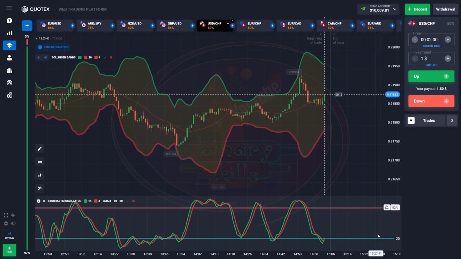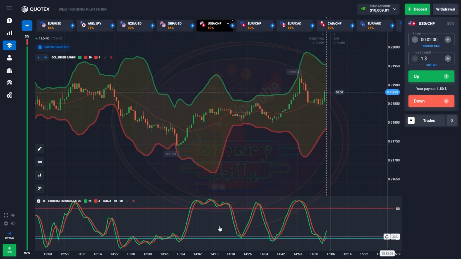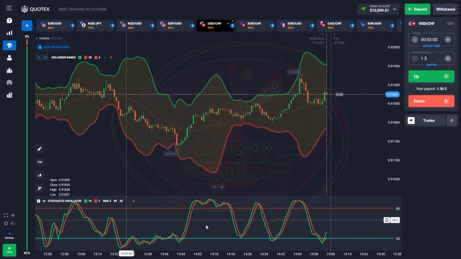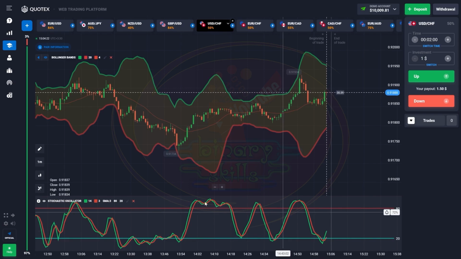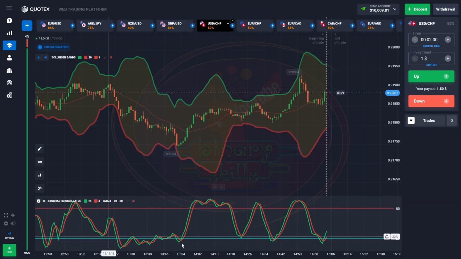There are two horizontal lines. Here we've set them to 80 and 20. These are the overbought and oversold levels. The two moving lines within the stochastic chart, one green and one red, fluctuate between 0 and 100. When the lines go above the 80 line, that's an indication of overbought conditions. When they drop below the 20 line, it shows oversold conditions. At these points, we expect a trend reversal.